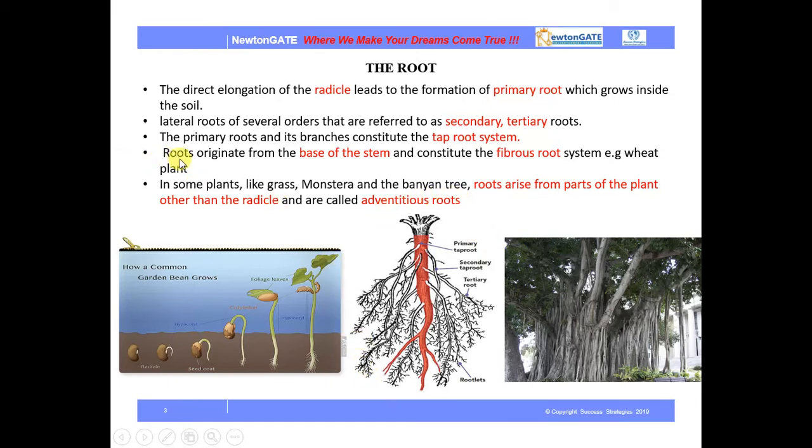Now, the roots that originate from the base of the stem constitute the fibrous roots. An example of fibrous roots is the wheat plant. So, the wheat plant contains fibrous roots. In some plants like grass, monstera and the banyan tree, roots arise from parts of the plant other than the radicle and are called adventitious roots. As you can see here in this picture, these are the adventitious roots.